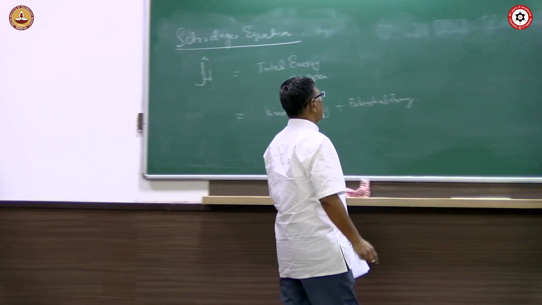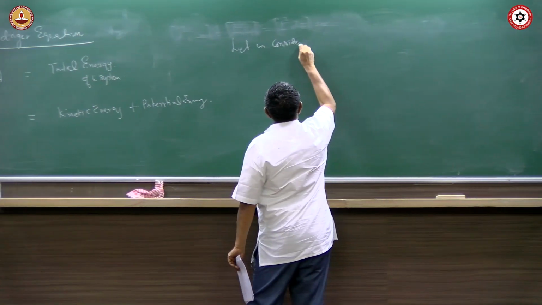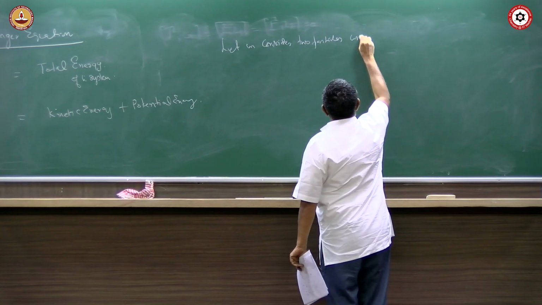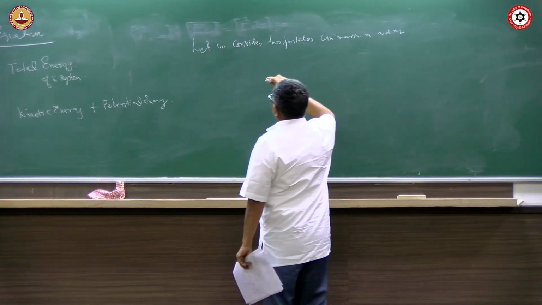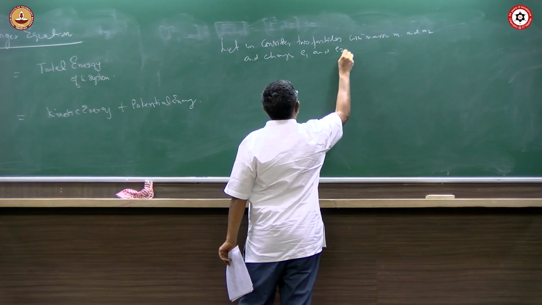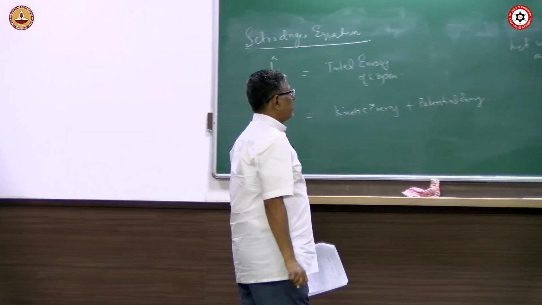Kinetic energy of the particle and potential energy of the particle. Let us consider two particles, with the masses m1 and m2 and charges E1 and E2 units. I am not specifying what units, but according to the units. So these are the two particles that we are considering.